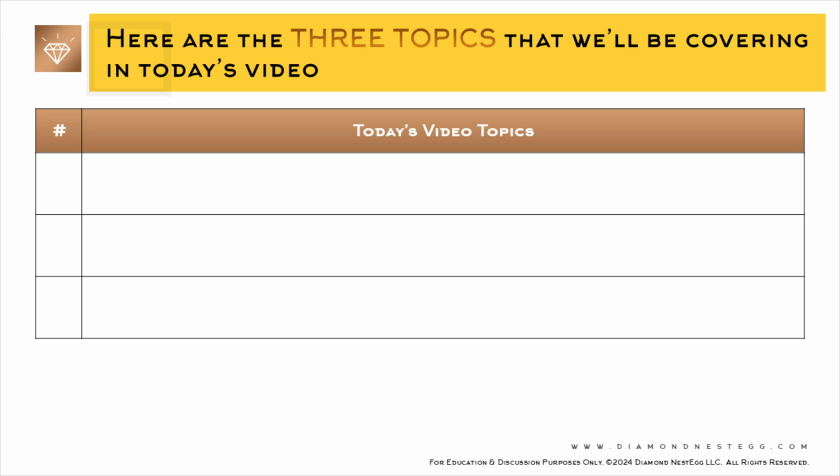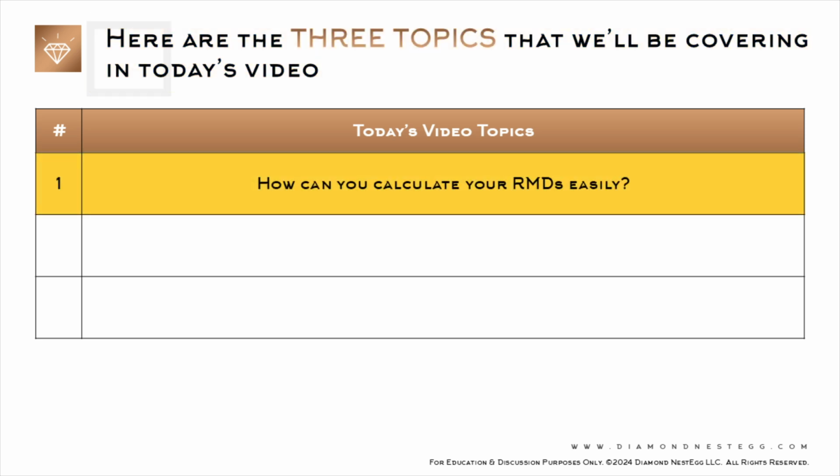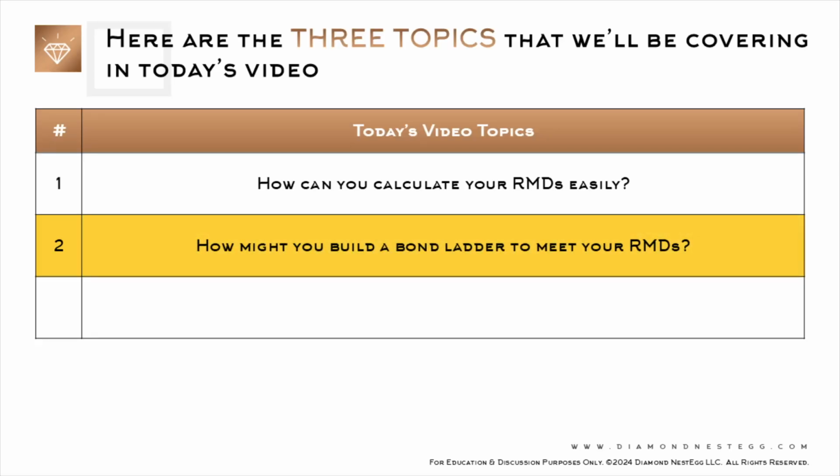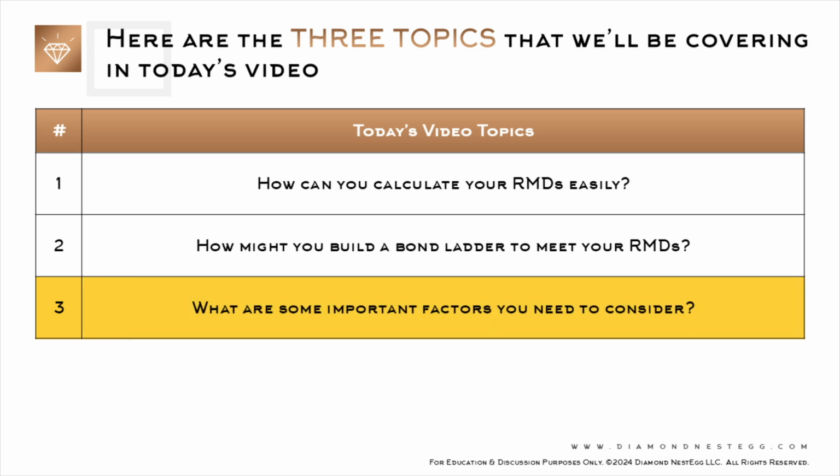Here are the 3 topics that we'll be covering in today's video. 1. How can you calculate your RMDs easily, regardless of whether you're years away from taking them, about to take them, or are already taking them? 2. How might you build a bond ladder to meet your RMDs? And 3. What are some important factors you need to consider?